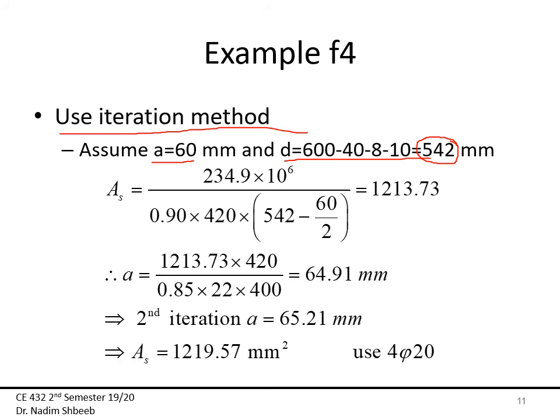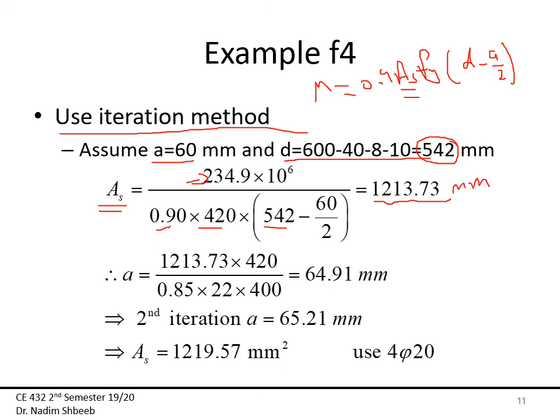The first equation that I'm going to use is the moment equation, and that is simply 0.9 times area of steel times Fy times d minus a over 2. Okay. From that, the only unknown now is going to be the area of steel. So now the area of steel is going to be the M ultimate divided by 0.9 phi, 420, times the calculated d minus the assumed a, which is 60, over 2. So this is giving me 1213.73 millimeters square. All right.